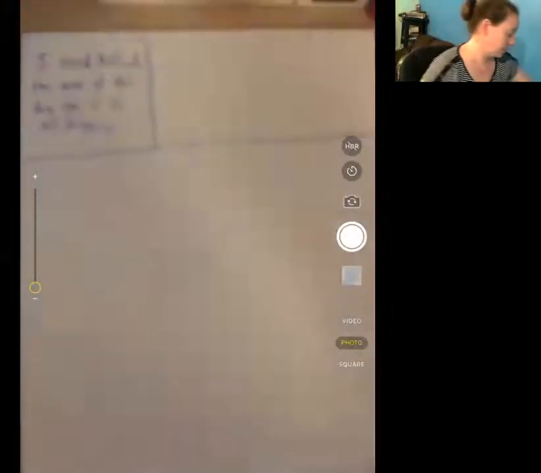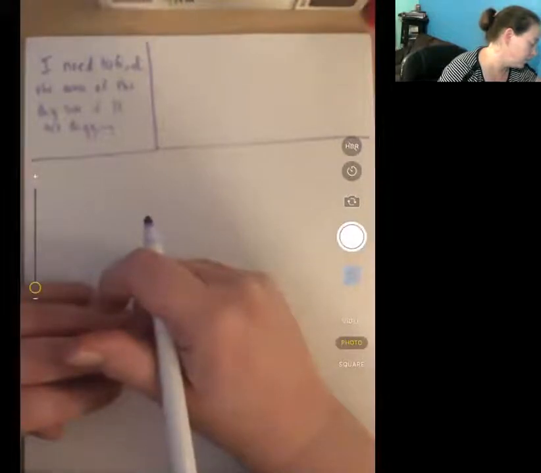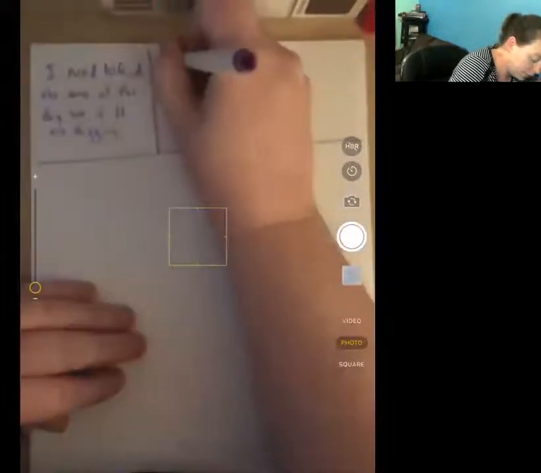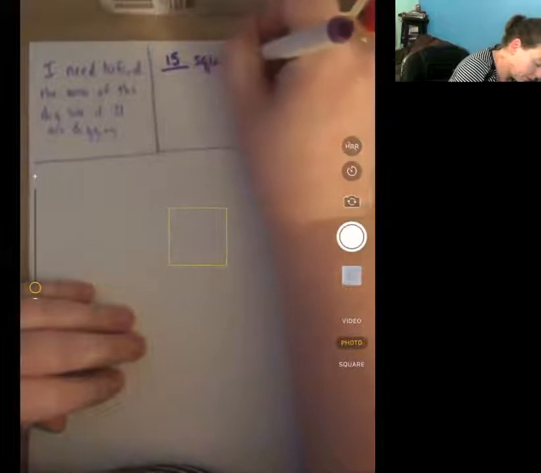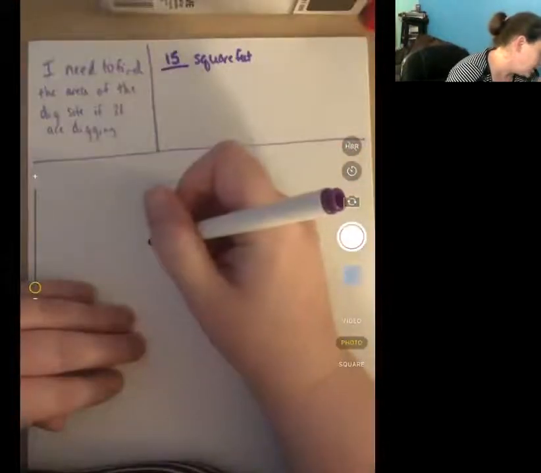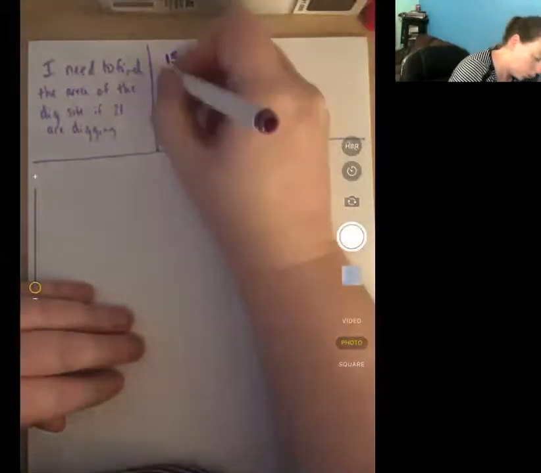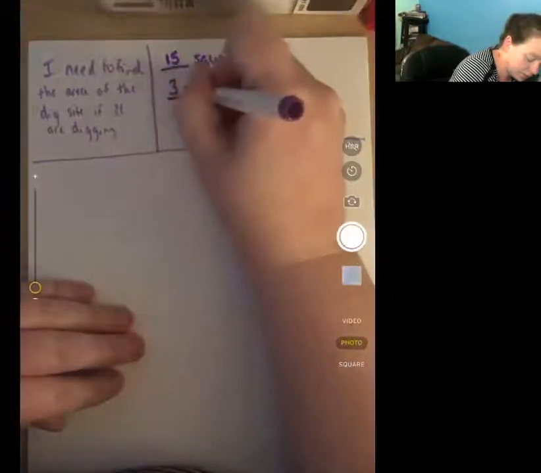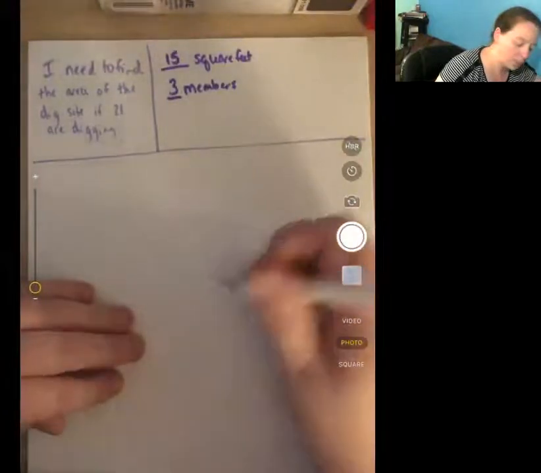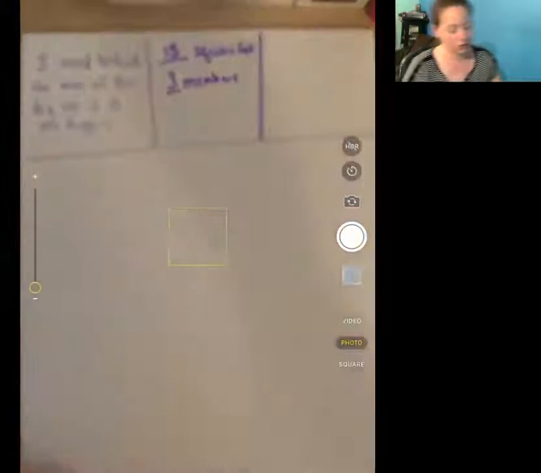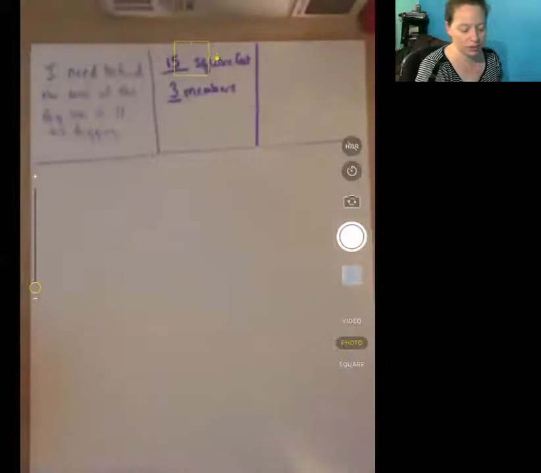Next one. What information do I use? I can use the area of each section, which is 15 square feet. That there are how many members in each section? 3 members in each section. And that there are 21 members digging. So that's the information that we have. 15 square feet, 3 members in each section.